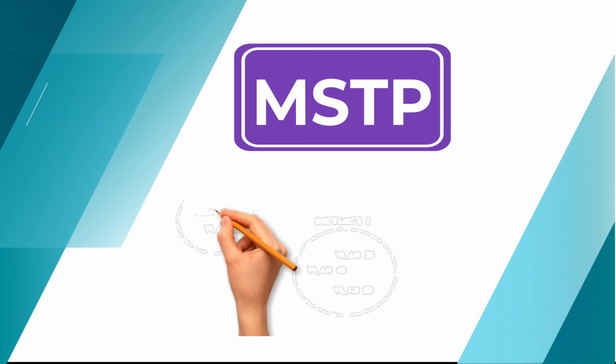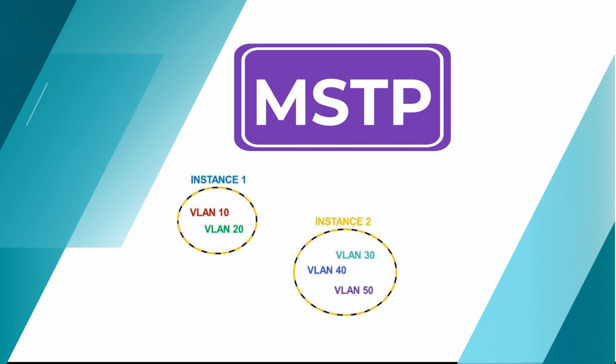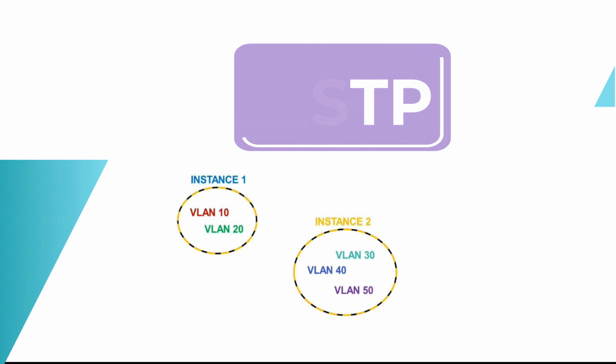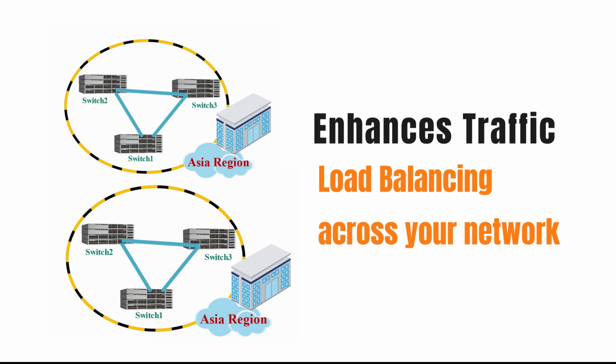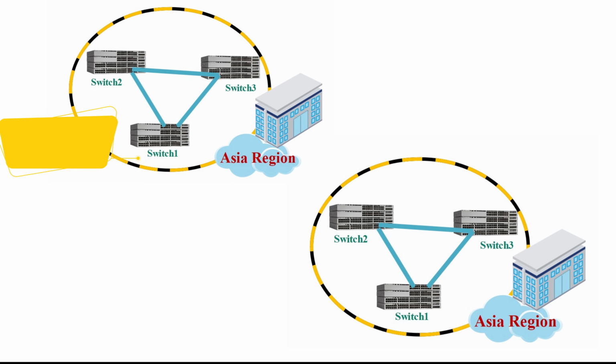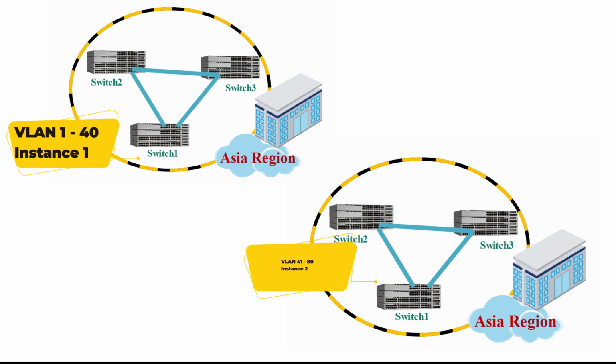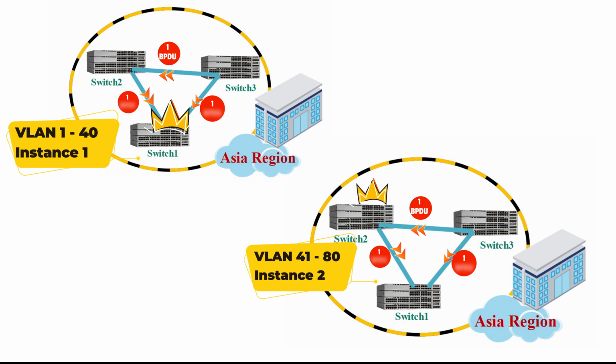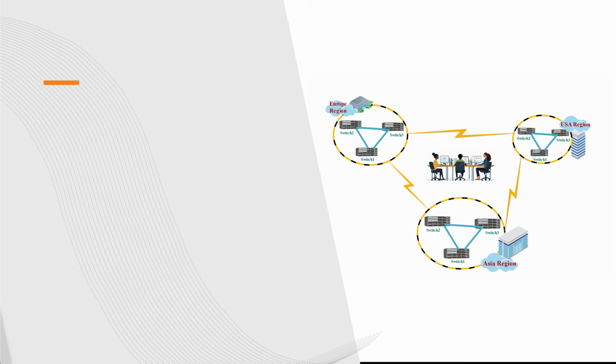Now, MSTP solves this by letting you map VLANs into MST instances, or MSTIs. This not only improves efficiency but also enhances traffic load balancing across your network. For example, we can create two instances, one for VLANs 1 to 40 and a second instance for VLANs 41 to 80. Instance 1 uses switch 1 as the root bridge and instance 2 uses switch 2 as the root bridge. And here only one BPDU is exchanged per instance, which reduces resource usage as well as network bandwidth.